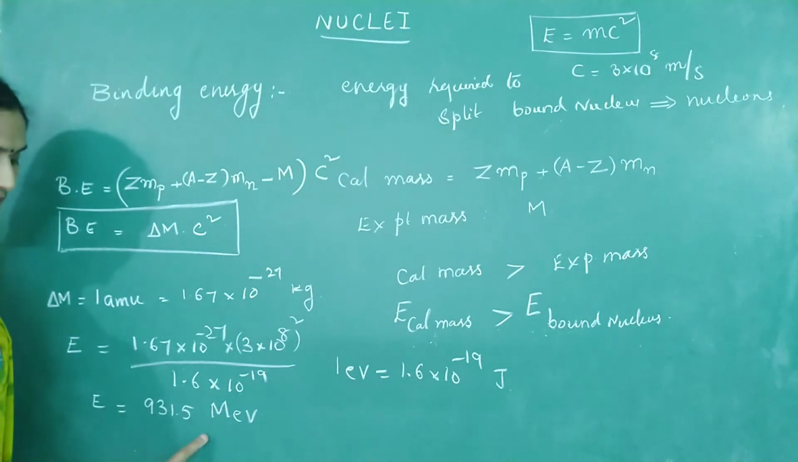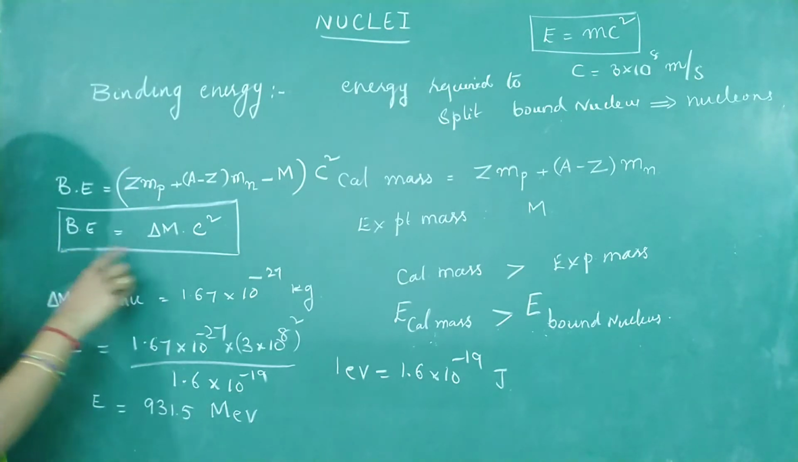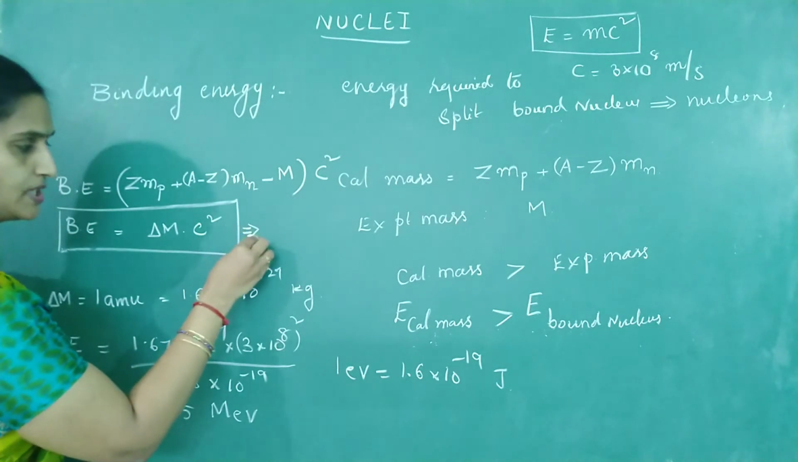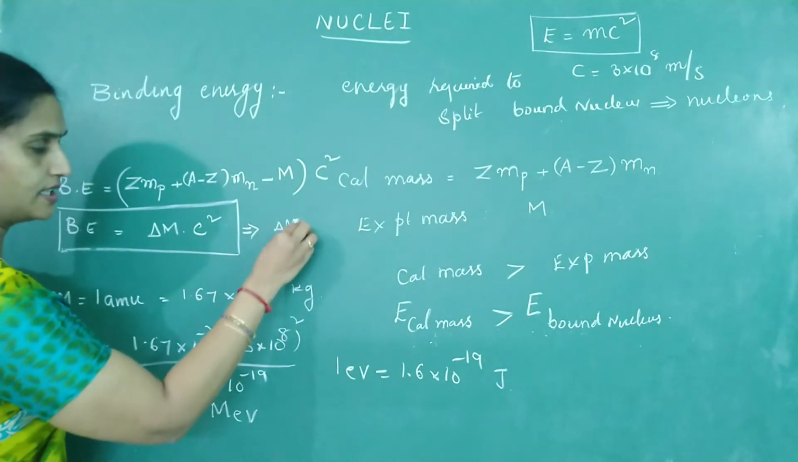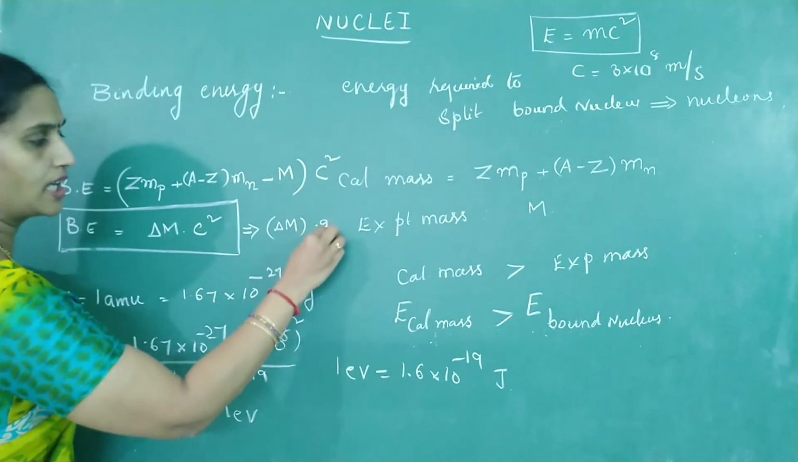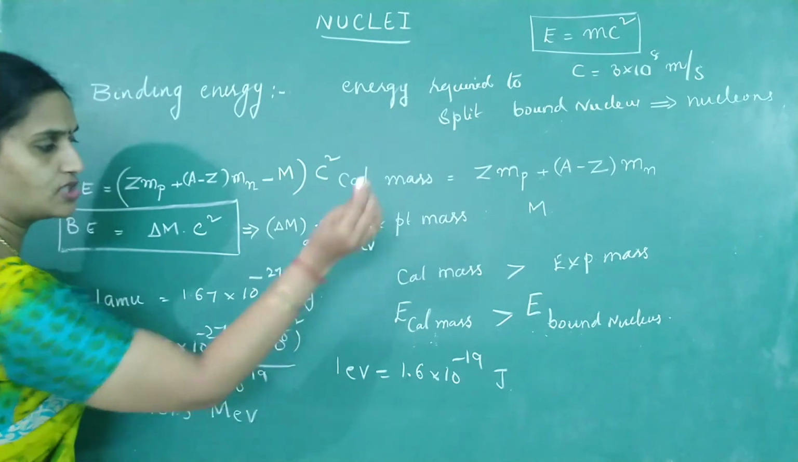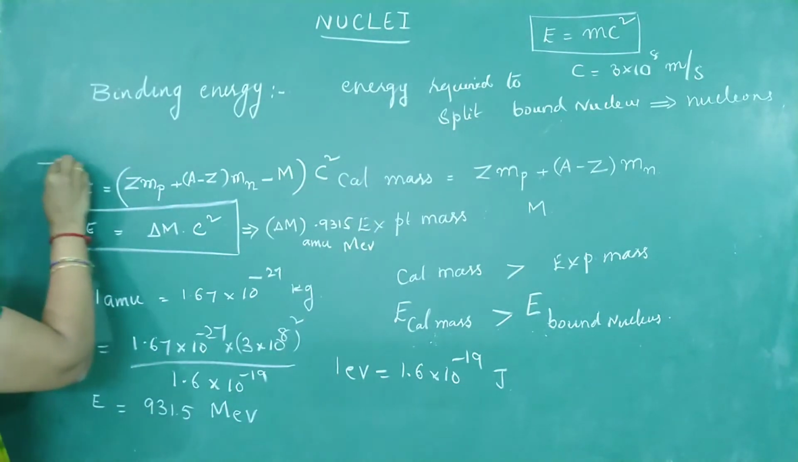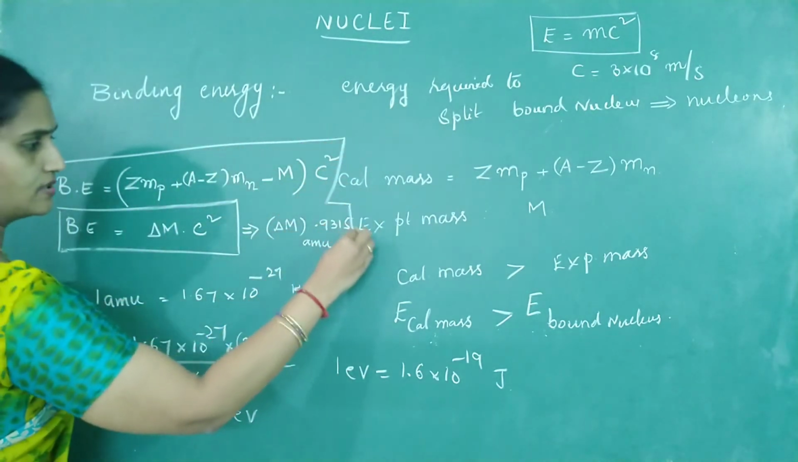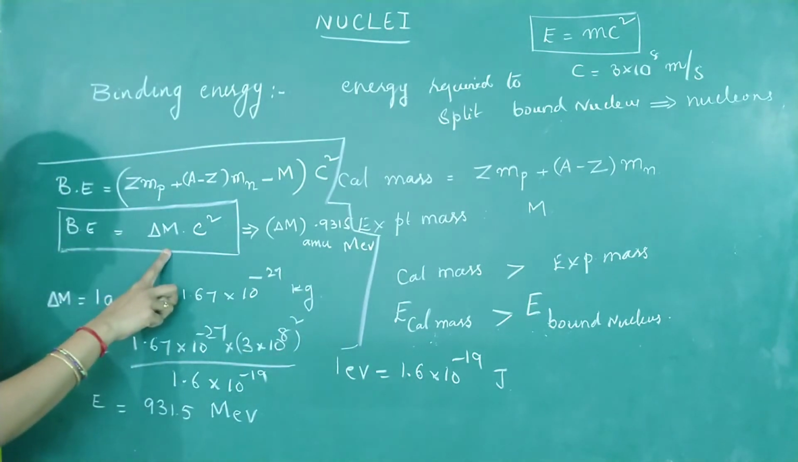So if you want to get the answer directly in mega electron volts, you can modify the relation for binding energy. This can also be written as delta M in atomic mass units into 931.5, so that your answer comes in which units? Mega electron volts. So this relation is going to give me the formula for binding energy.